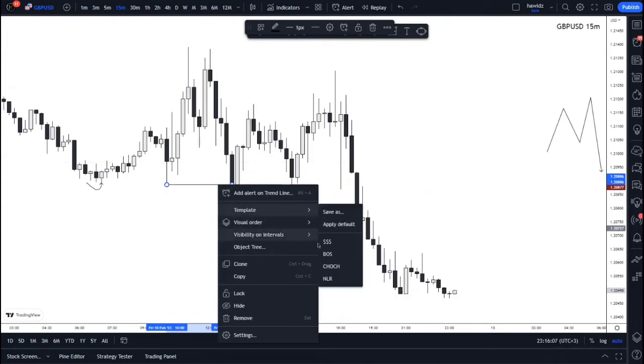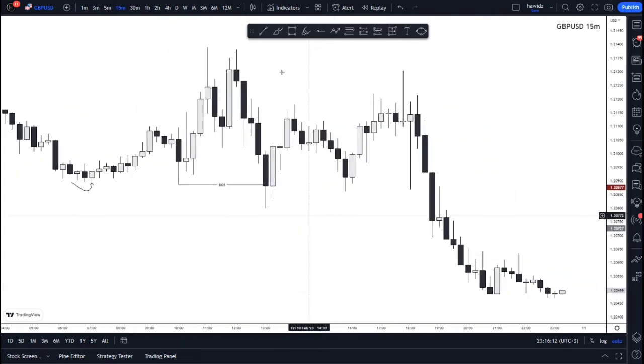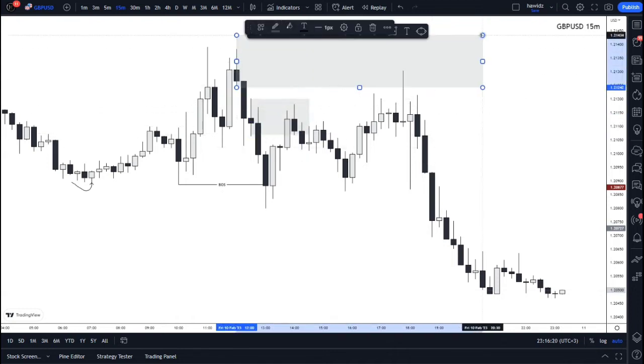Why is it loading? Okay, boom. So that's our structural break. And up of the structural break, we have two main areas that can be used as potential sells. We have this continuation area here, and then this original area here.